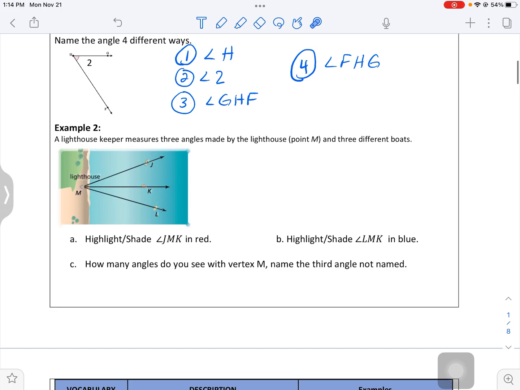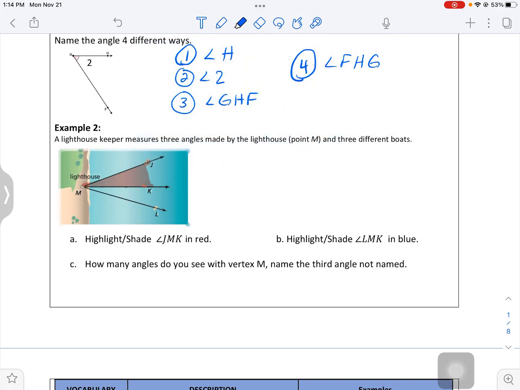So number 2, it says a lighthouse keeper measures 3 angles made by the lighthouse point M. So my lighthouse is right here on the vertex. See how it's the corner? That's the vertex. And 3 boats. So first thing I've got to do, I've got to highlight or shade angle JMK in red. So start at J, go to M, go to K. This in here is the angle.